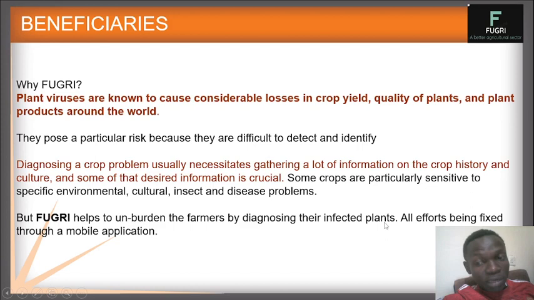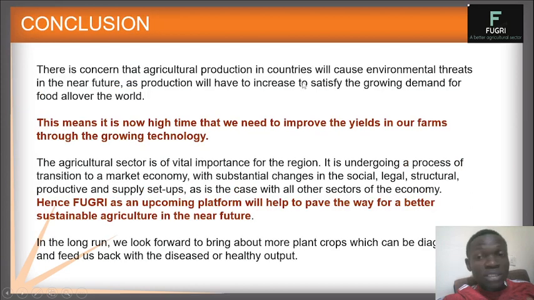Conclusively, there is a concern that agricultural production in countries will cause environmental threats in the near future, since production will have to increase effectively so that it can satisfy the growing demand for food all over the world, since the population is currently increasing at a very high rate. This means it's now high time that we improve the yields in our farms through growing technology.